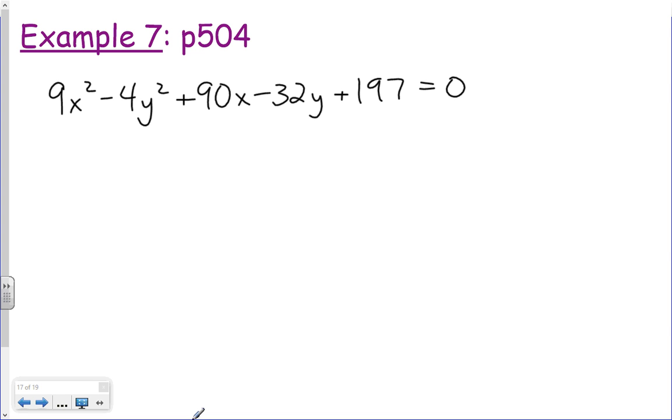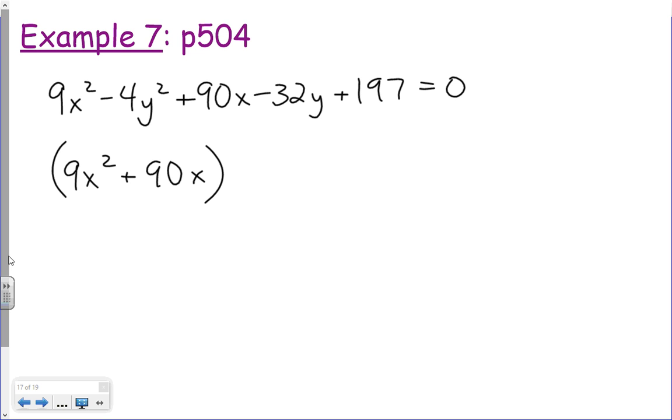So before we get to completing the square, let's first get our terms together here. I need to get my x's together and my y's together. So I've got a 9x squared. I've got a plus 90x. So I'm going to put those two together. I'll put them in parentheses.